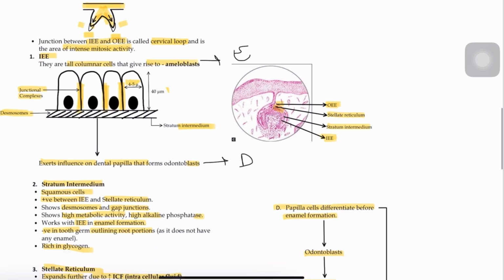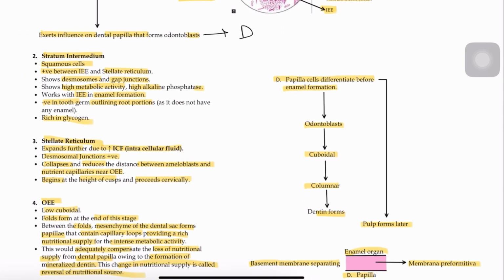Now stratum intermedium cells, these are squamous cells, and they are present between IEE and stellate reticulum, and they have higher metabolic activity, high alkaline phosphatase. They will help in enamel formation. Stellate reticulum, they will expand further, collapse हो जाएगा, reduce कर देगा distance between outer and inner enamel epithelium, because ameloblasts are going to form, and then we need the nutritional supply.